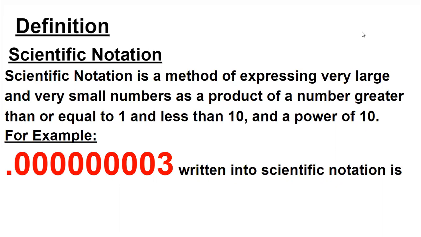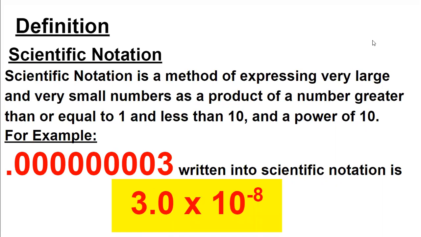So for example, this number 0.000000003 written in scientific notation is 3 times 10 to the negative 8. By the way, how would you read that number, 0.000000003? You would read that as 3 billionths with a TH at the end. Just a little more math for you.